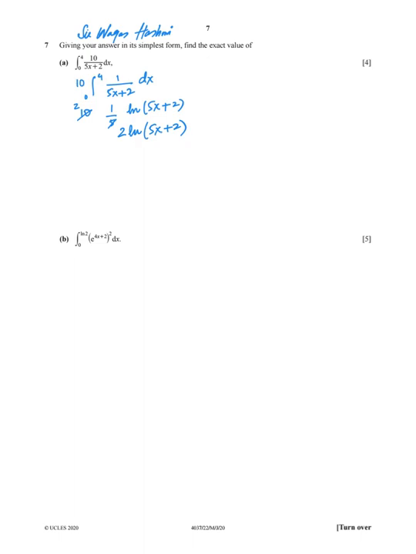And now we need to apply the limits here. The limits are from 0 to 4. Firstly, I will place the upper limit. That will be ln of 5 fours are 20 plus 2, so it will be 22. Upper limit minus lower limit. So that will be ln of 5 into 0, 0 plus 2.